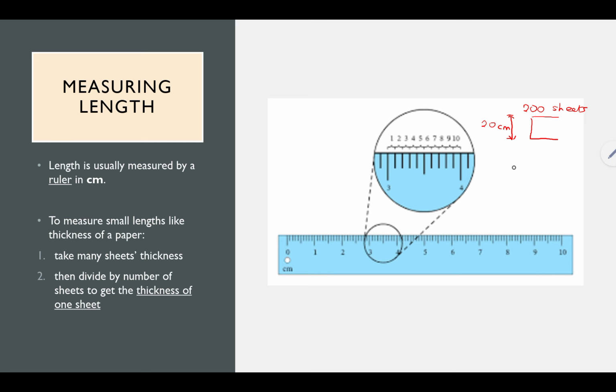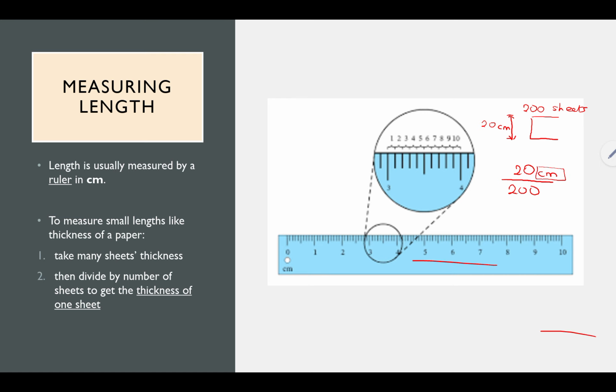So obviously, we said when we divide, I put the thing that I asked for on top. I asked for the thickness, then we will put the thickness on top, 20 centimeters, divided by the number of sheets. Okay? So accordingly, I'll get my answer, and my answer has to be in centimeters.